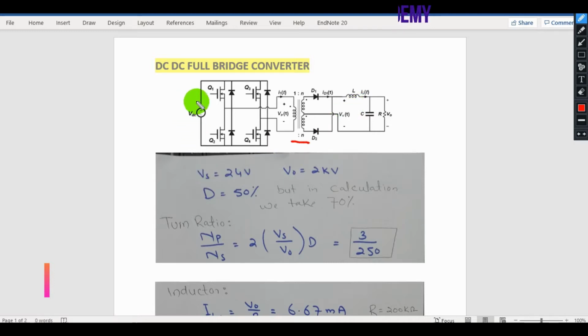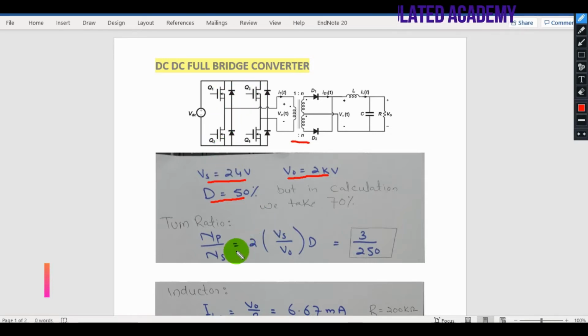So I am assuming an input voltage of 24 volt, while the output voltage targeted across this resistor is 2 kilovolt. The duty ratio for triggering this MOSFET is 50%, but in my calculation I will assume 70%, because the reason is very simple. 50% duty ratio will be used to trigger these two switches, while the rest of the 50% will be used to trigger these two switches.